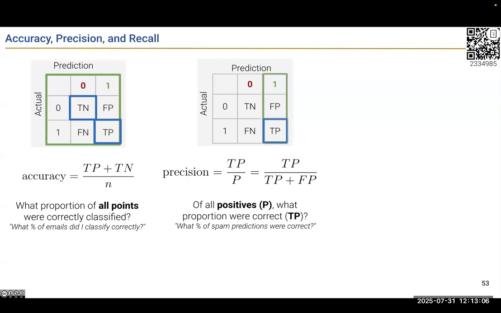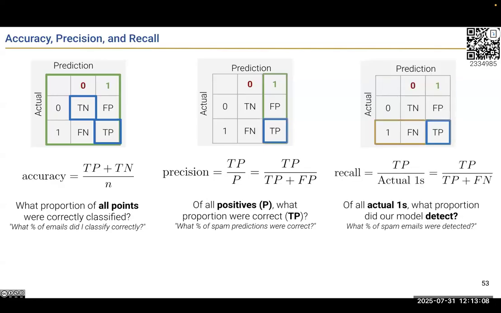The other one that's similar to precision is recall. Recall is defined to be the number of true positive predictions over the number of actual ones, actual positive labels. So out of all of the actual positives, what proportion did we detect?